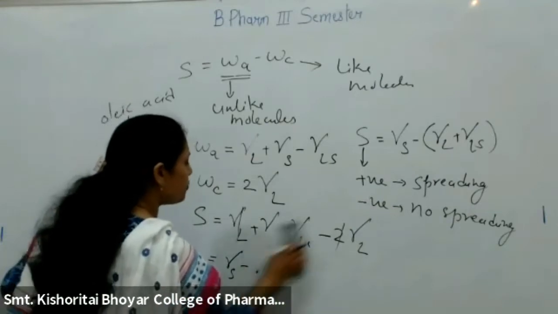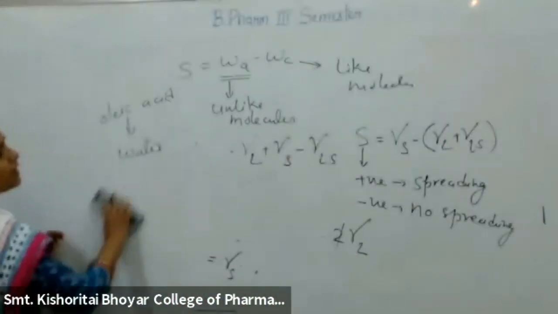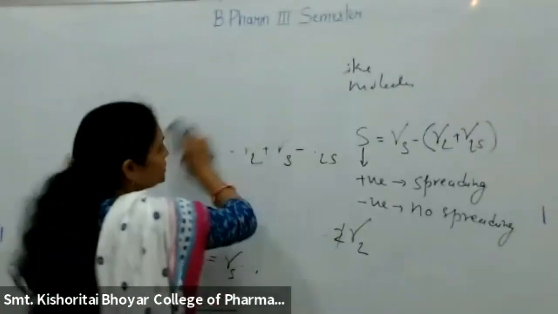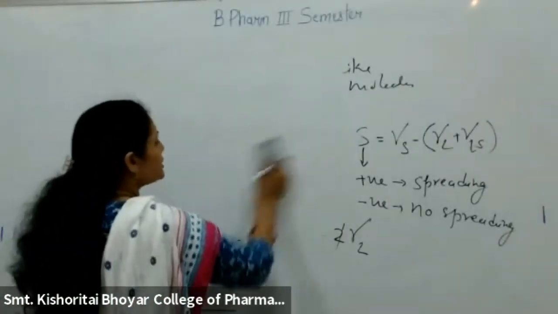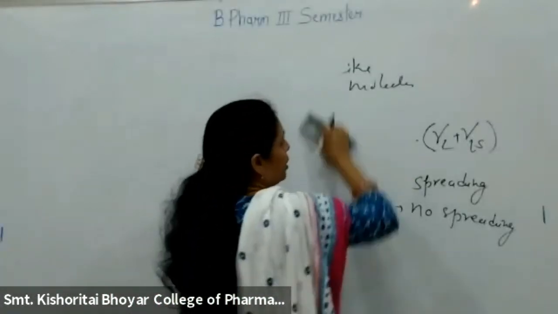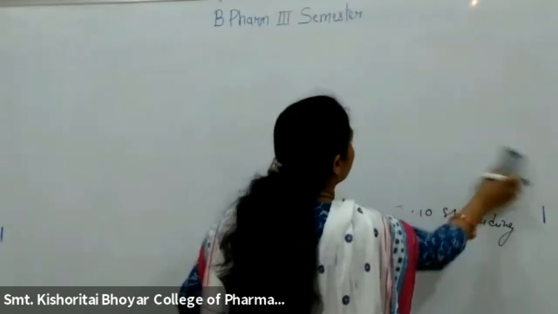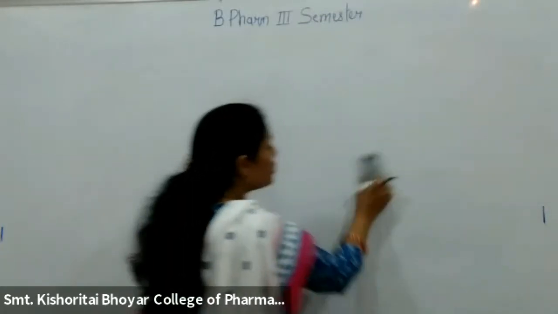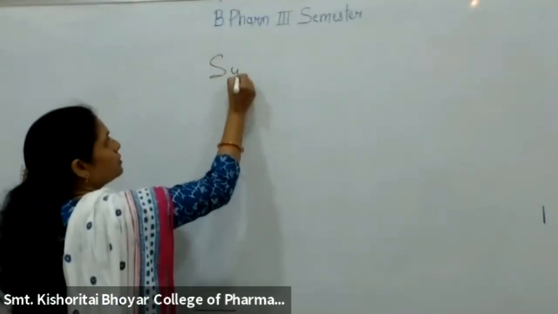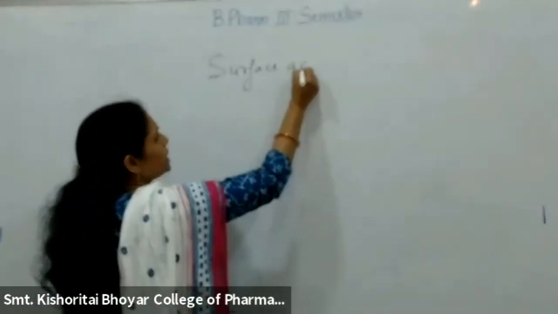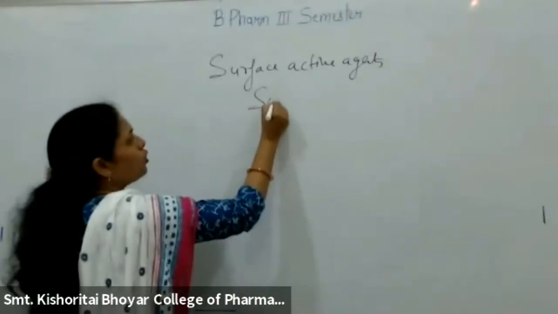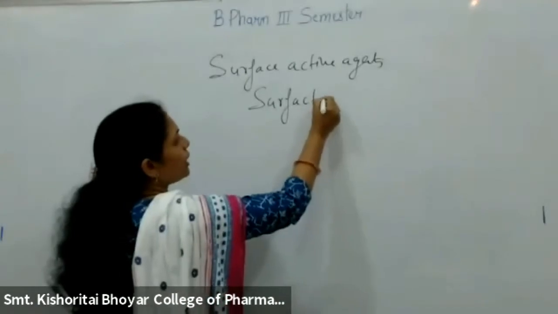Now moving towards today's topic, that is the surface active agents. So by listening to these words, surface active agents mean what? Surface active, which is active on the surface, which is having a function at the surface. We can say that which is having a function at the surface is what the surface active agents are, also termed as surfactants.